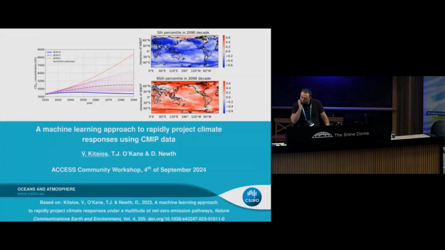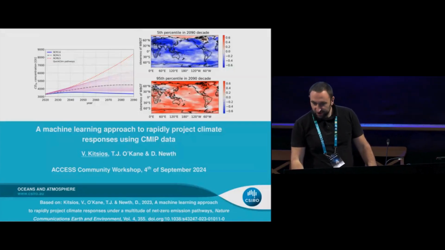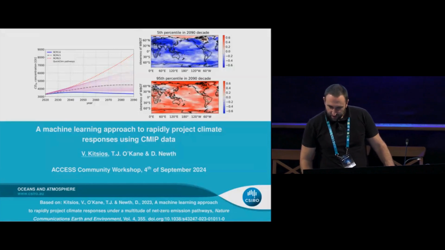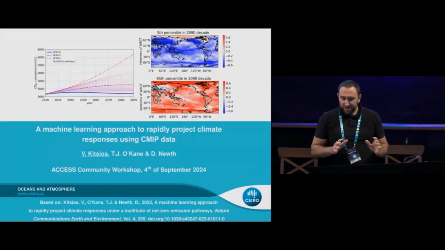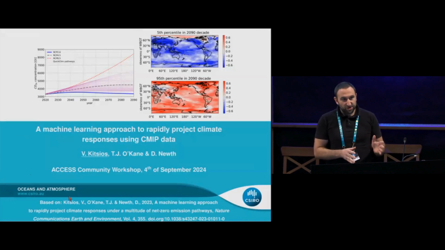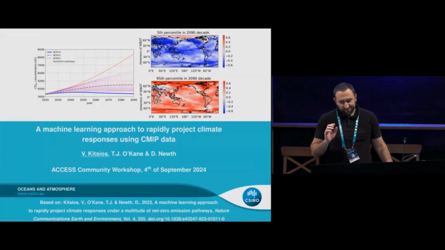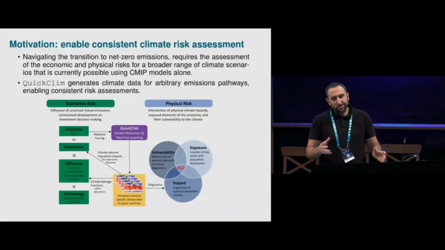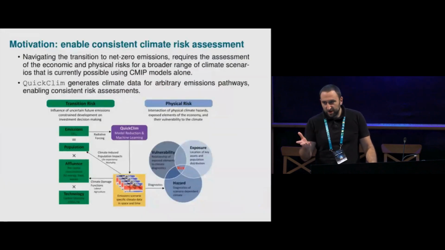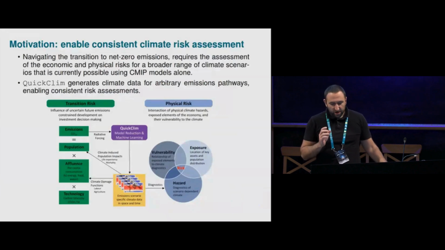And this work is based on a paper we recently published in Nature Communications, Earth and Environment. So the motivation for this work is to enable consistent economic transition risk analysis and also physical climate risk analysis. Economists are interested in many more emissions pathways than we simulate in the CMIP exercises, but they require CMIP-like data to assess climate-induced population impacts, climate damage functions associated with labour productivity and reduction in agricultural production.